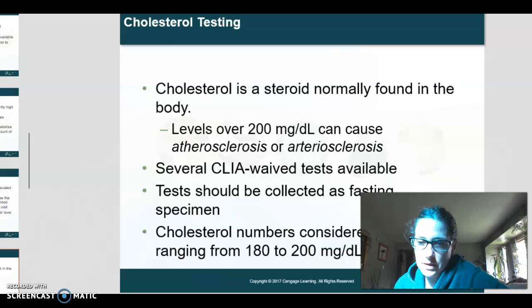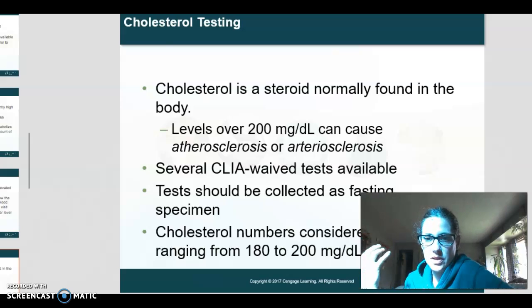Cholesterol testing. Now, in the field, this is lipid testing. We call it lipid. It's a blood fat. Cholesterol is a steroid, actually, and it's normally found in the body. It occurs naturally. But any levels that you get over 200 milligrams in your serum blood can cause atherosclerosis and arteriosclerosis, which is hardening of the arterial walls. It can cause cardiovascular incidents if it's not dealt with.